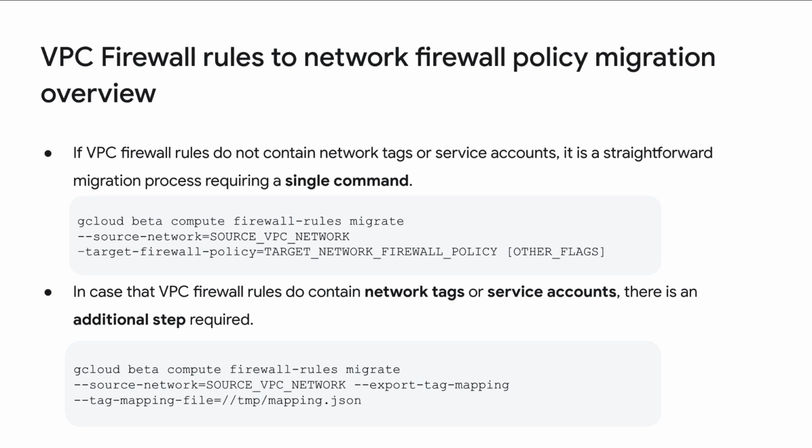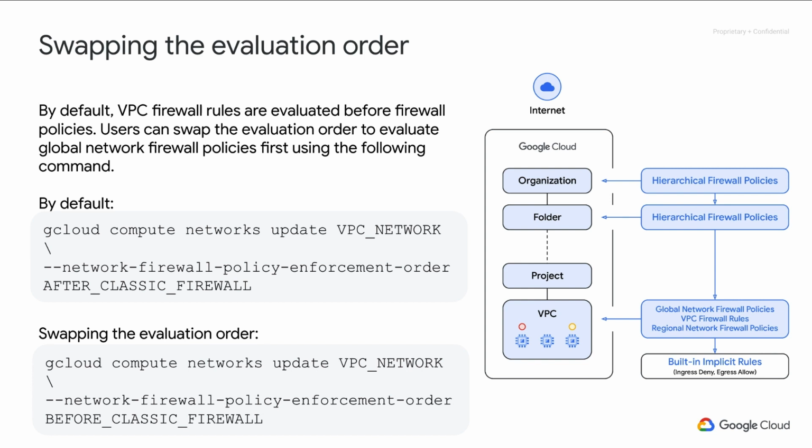And similarly, if a firewall rule leverages service accounts, users should pre-create the required tags equivalent to those service accounts, meaning that all service accounts will require a tag creation for a one-to-one mapping if the exact configuration needs to be maintained. The second step here is to leverage a JSON file to map the existing network tags and service accounts to tags. Additionally, ensure that those tags are properly attached to your workloads. By default, VPC firewall rules are evaluated before firewall policies, but users can swap the evaluation order to evaluate global network firewall policies first using a gcloud command.